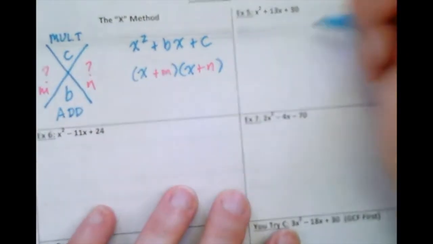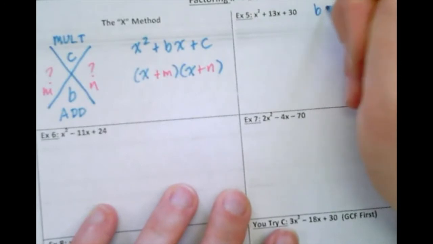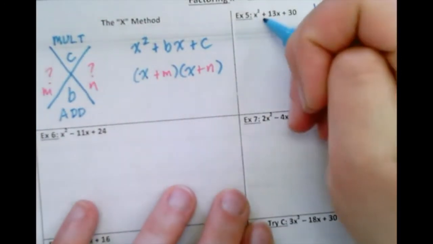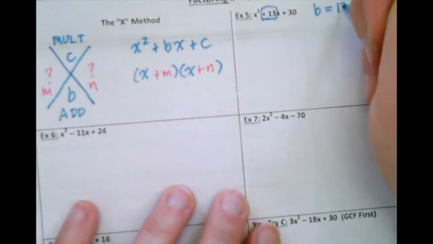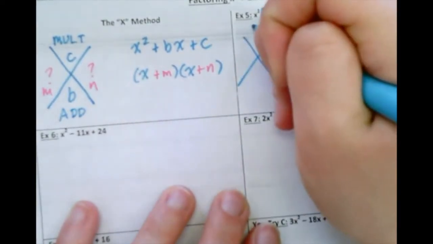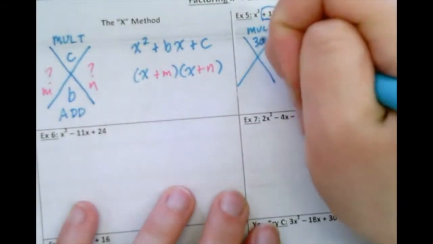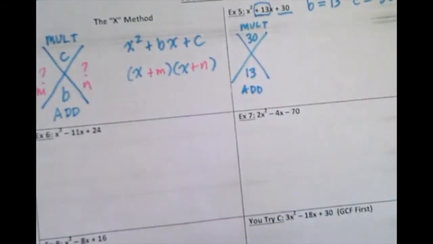The first example, we have x squared plus 13x plus 30. So it's helpful to say what is your B and your C, and it's important that you keep the sign in front of the number. So B here would be the positive 13, and then C is positive 30. That means we need numbers that are going to multiply to be C, to be 30, and add to be 13. Okay?